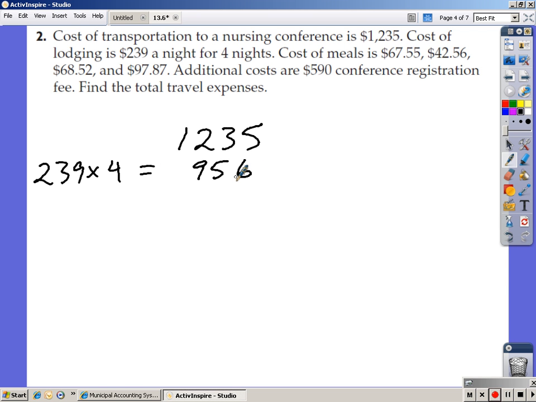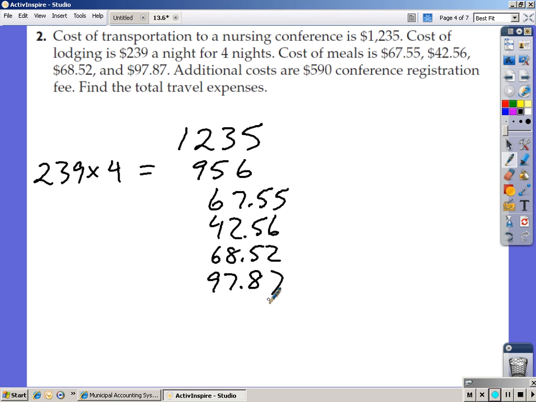Cost of meals, $67.55, 42.56, 68.52, and 97.87. Additional costs are $590. Okay? Add that up, find the total travel expenses. You should come up with $3,057.50. Okay? Excellent job. Let's go ahead and let's look at example 2.